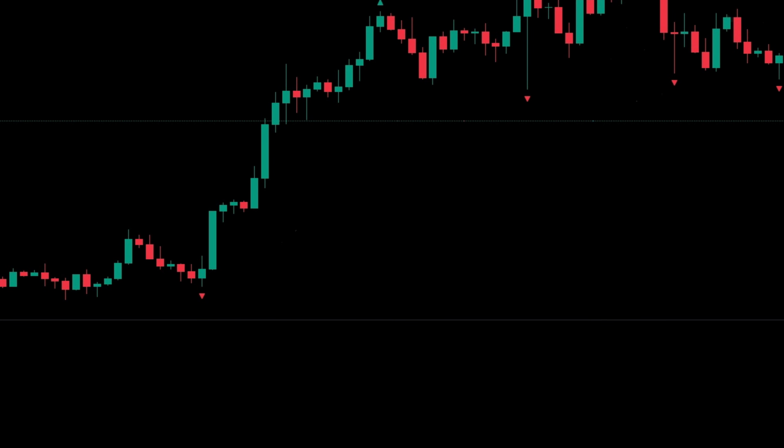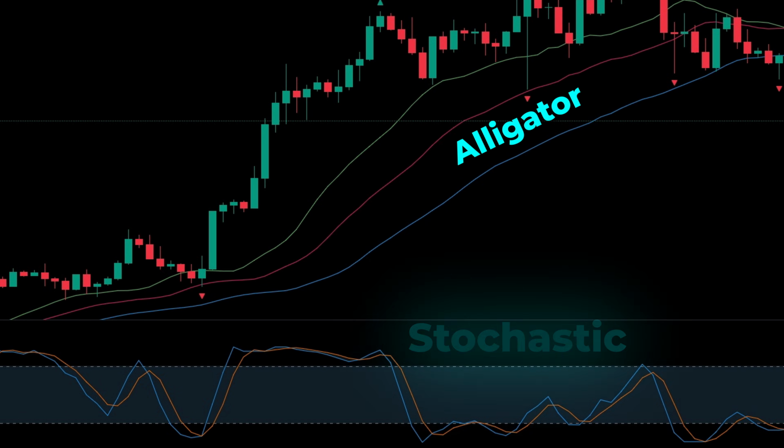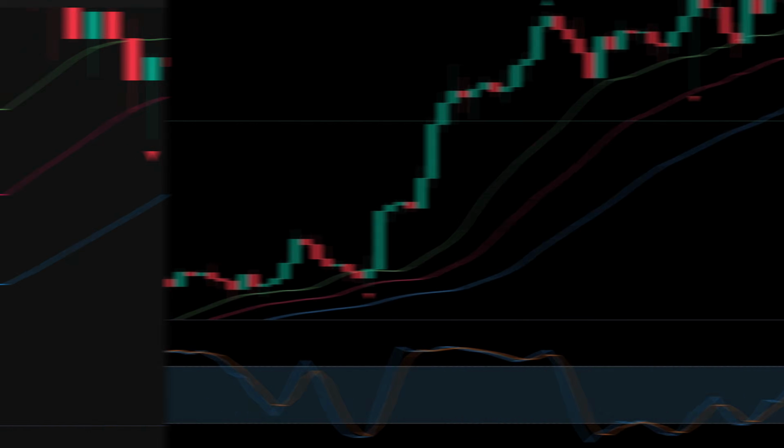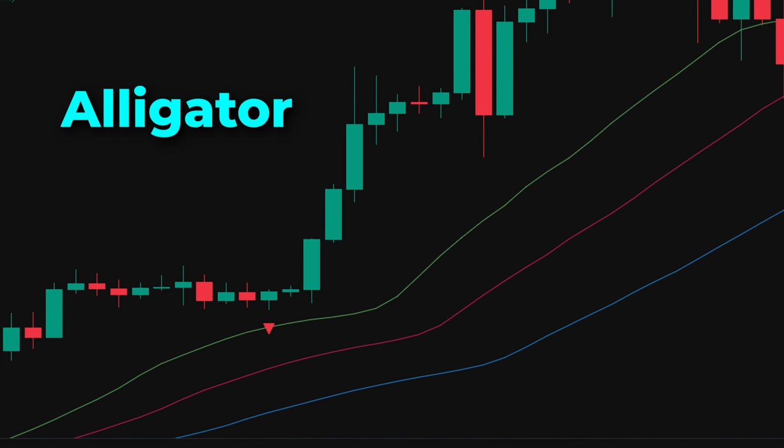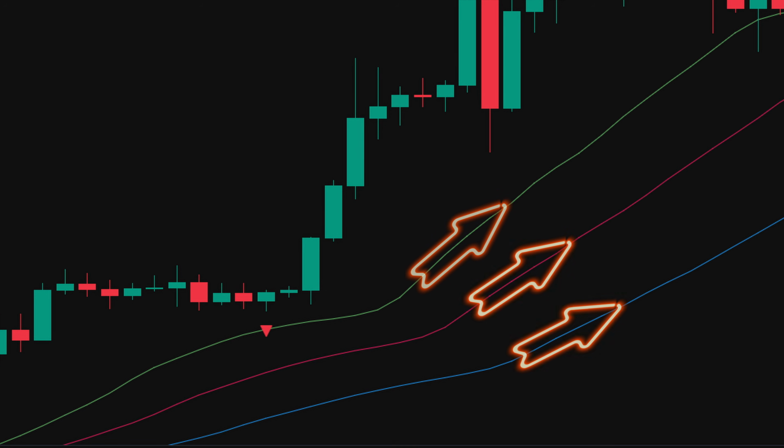For more accurate entries, combine it with the Alligator and Stochastic RSI indicators. Start by identifying the trend using the Alligator. All 3 lines should be moving in the same direction and be separated. If all 3 lines are pointing up, the market is in an uptrend and we look for buy trades.